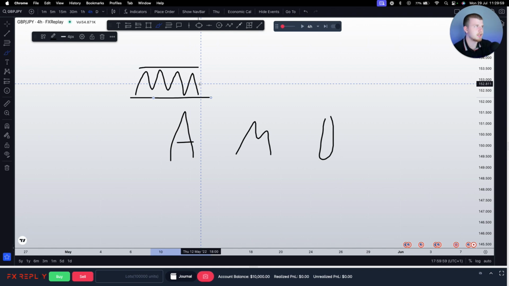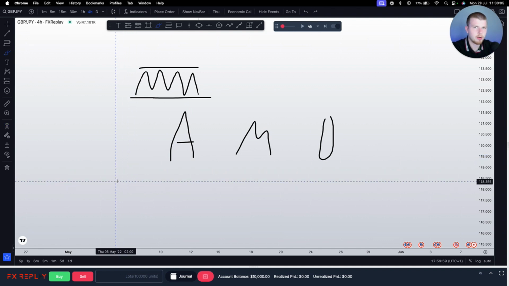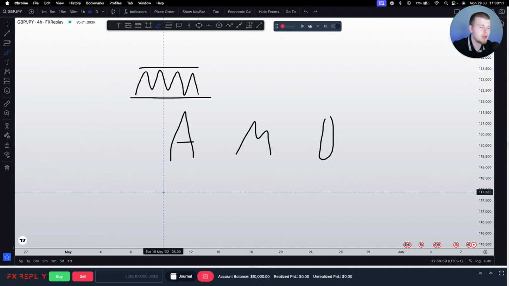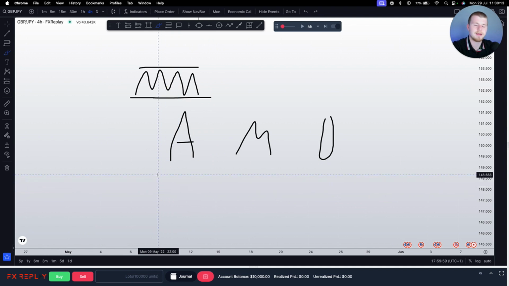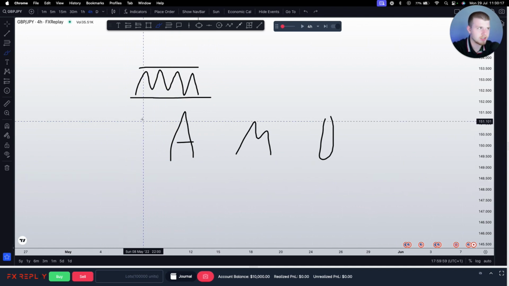Now this will typically happen during the Asian session. If you want to find out what the Asian session is, just search it up. Very straightforward. It's like 10 p.m. BST to 7 a.m. BST. You'll have to set that in your own time zone. But that's what accumulation is. It typically happens during the Asian session, and it's the build-up of long and short positions.